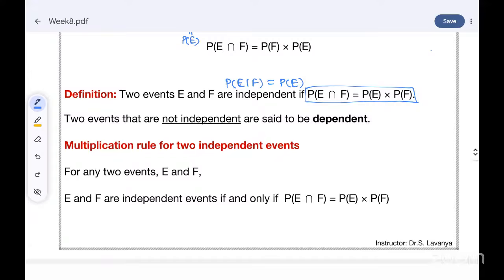Okay. Now the multiplication rule for two independent events. This is not just the definition here. If it is a definition, usually it is an if and only if condition. What is meant by if and only if? We say that two events are independent if this is happening, and if this condition is there, then also you can say that two are independent. In both directions, it is true. So this is the multiplication rule for independent events.